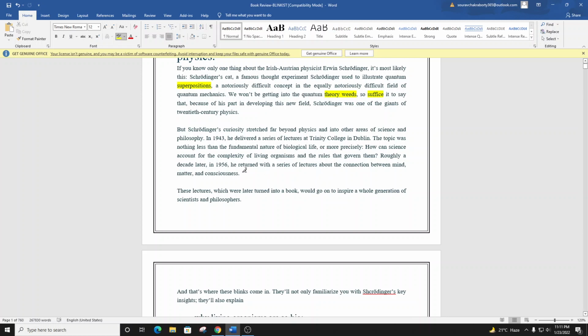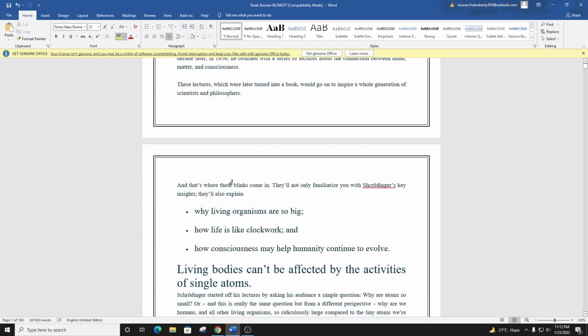Roughly a decade later, in 1956, he returned with a series of lectures about the connection between mind, matter, and consciousness. These lectures, which were later turned into the book these blinks are based on, would go on to inspire a whole generation of scientists and philosophers.